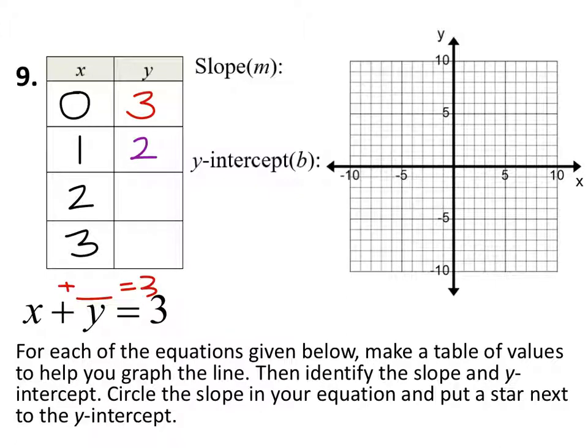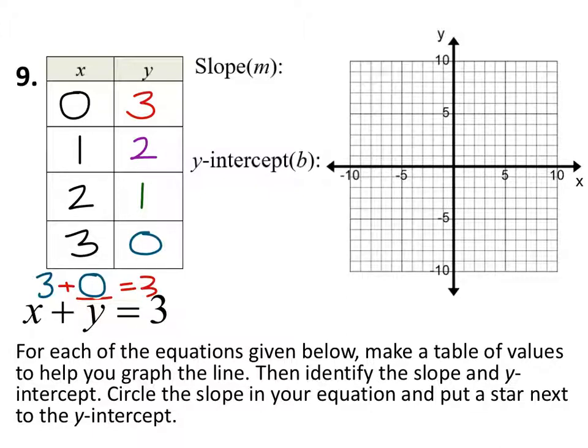We're going to repeat this process until we finish the table, and then when we finish that, we'll put it on the graph. So the next value I've got x is 2, 2 plus what is 3? 1. So y is 1. Next up, we chose x is 3. 3 plus what is 3? 0. So we have this ordered pair 3, 0, and these other ordered pairs, which now we can put on the graph.